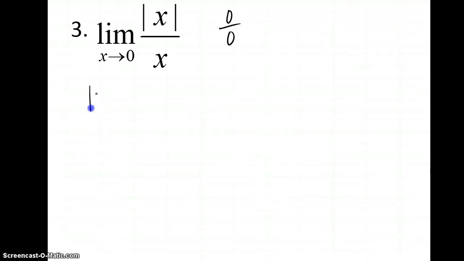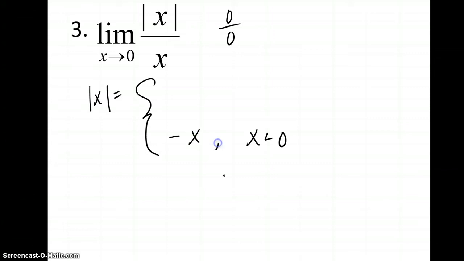If I look at the absolute value of x, think about what the absolute value function does. It makes positive any number that starts out negative. So any number that's less than 0, the absolute value takes the opposite of that negative number. If we start out with a number that's already positive, the absolute value function doesn't change it at all. So this is what the absolute value function is defined as. At 0 is where the domain of my piecewise function is changing.